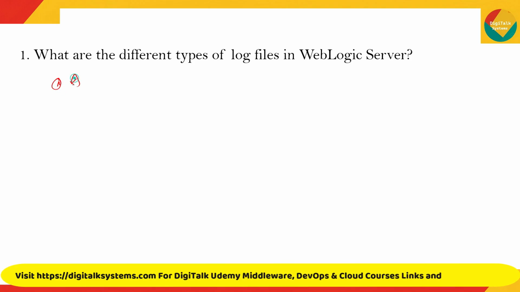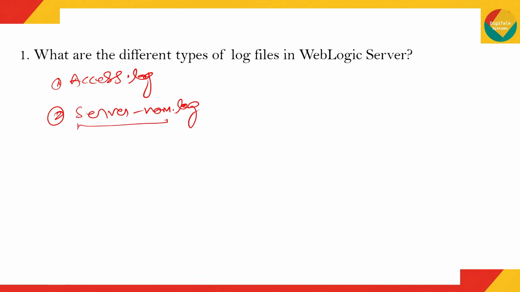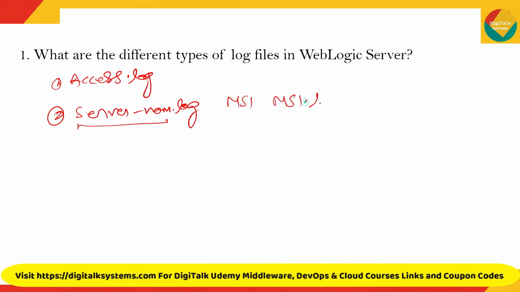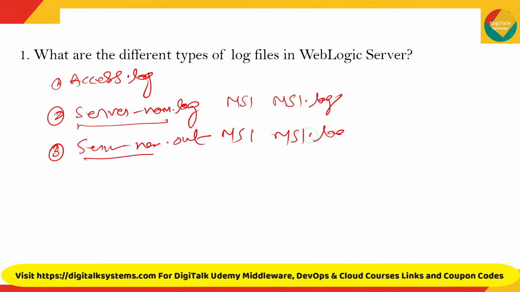The very first is the access log, access.log. Second is server name dot log. That means a log file is created with the name of the server. For example, if you have a managed server with the name ms1, you will have a file ms1.log. Third one is server name dot out. Again, this out file will be created based on the server, so if you have a server named ms1, the file will be ms1.out.